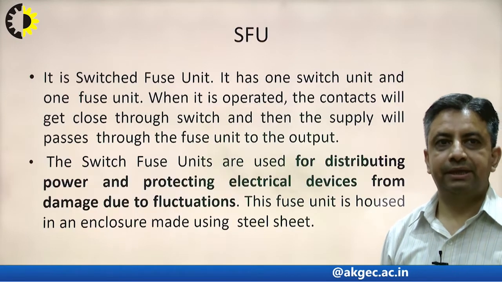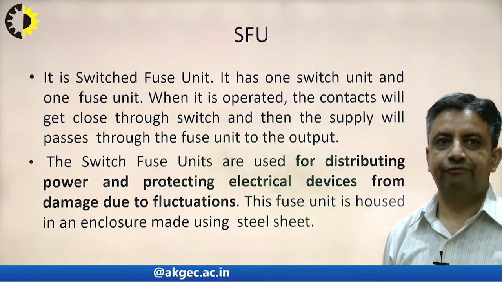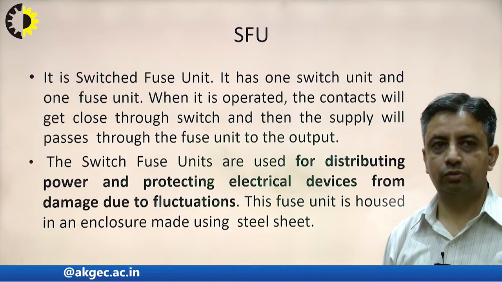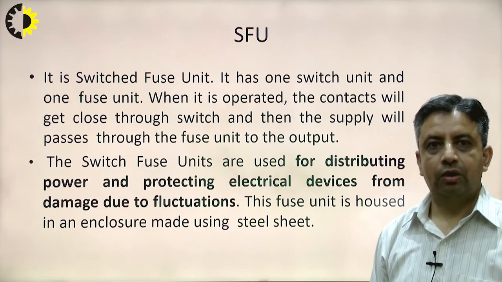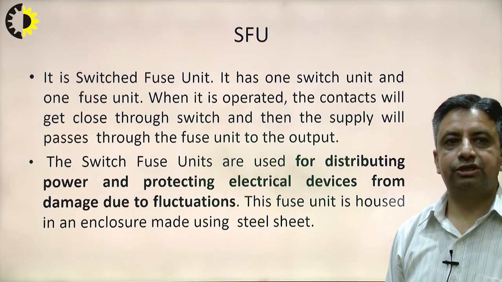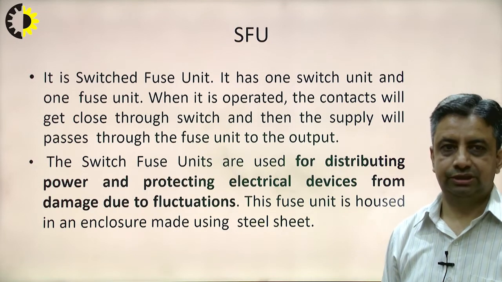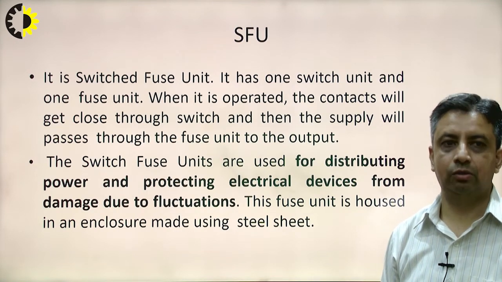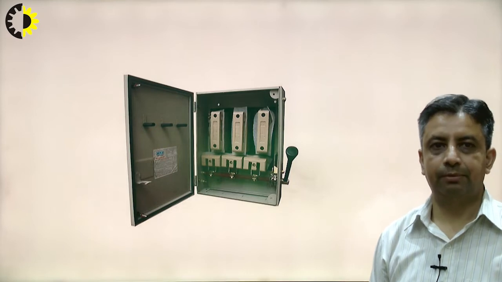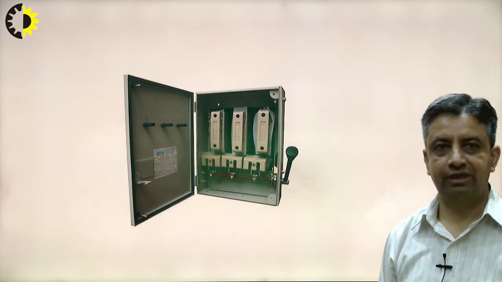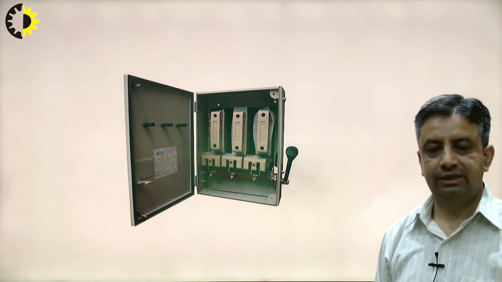The basic purpose of this switch fuse unit is that it has one switch unit and one fuse unit. When it is operated, the contacts will close through the switch and the supply will pass through the fuse unit to the output. Now these switch fuse units are generally used for distributing power and protecting electrical devices from damage due to fluctuation. The fuse unit is housed in an enclosure that is generally made of steel sheet. You can see here the outer box is generally made of steel because it is almost corrosion free. So it provides protection to this protective equipment, that is the KitKat.